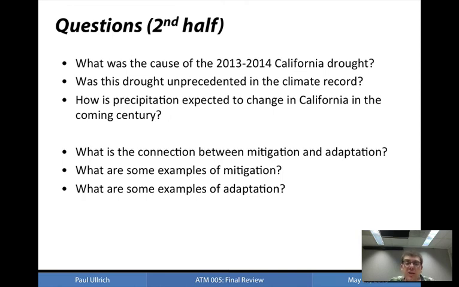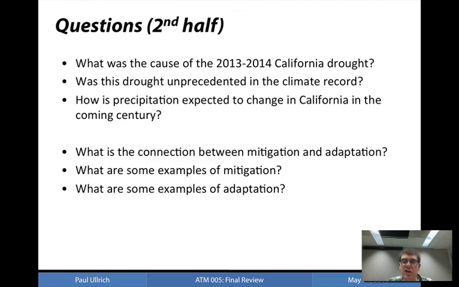We discussed the causes of the 2013 to 2014 California drought, in particular the formation of the ridiculously resilient ridge off the west coast. We discussed whether or not the drought was unprecedented in the climate record of California, and we discussed how precipitation is expected to change in California in the coming century. Specifically, we anticipate no significant change in precipitation in California over the next 100 years.